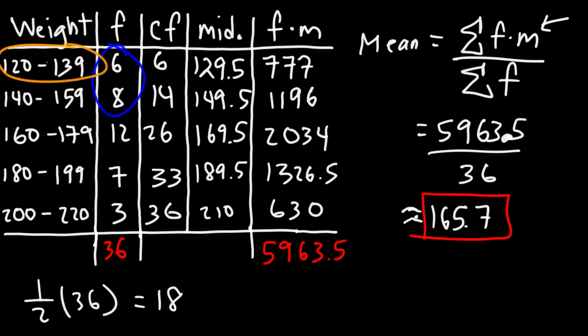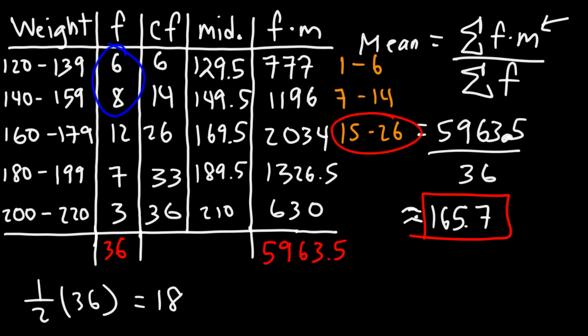Now, this interval is for the first 6 students. So if we were to write a range, it would be from 0 to 6, or technically from 1 to 6. Now, this interval covers a range of 7 to 14. You start with the next number and you stop here. Now, the interval from 160 to 179 starts from 15 and ends in 26. So 18 is in this interval, which means that the median is also located in this interval.